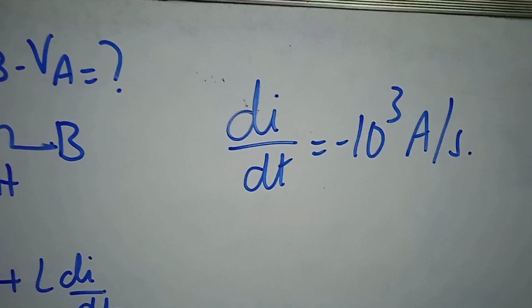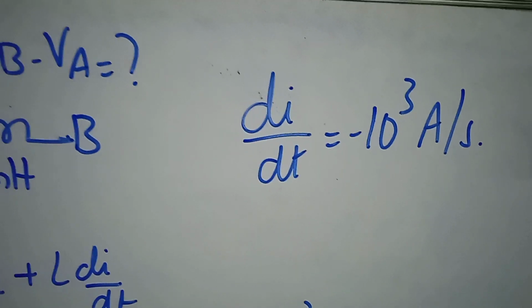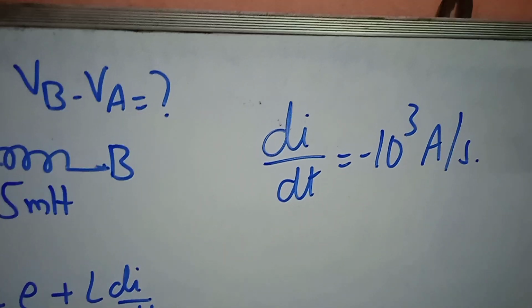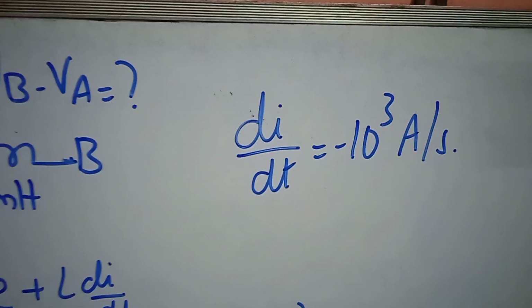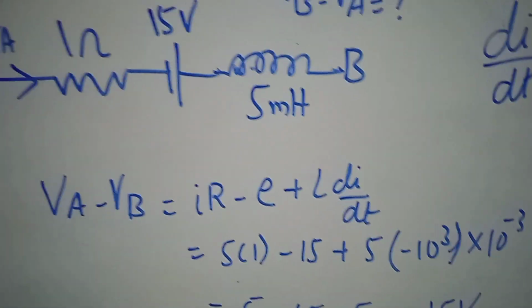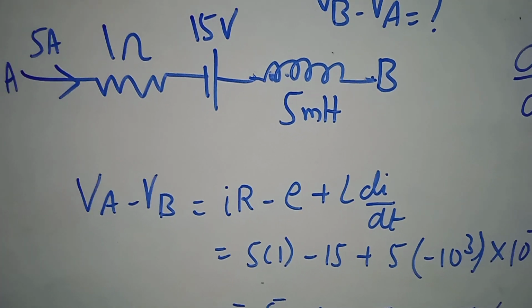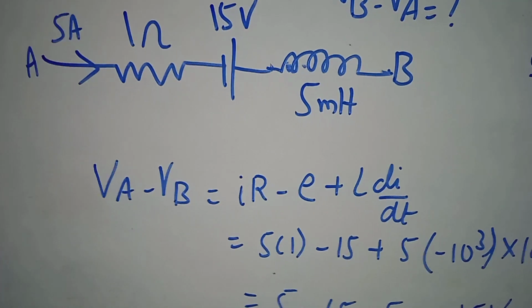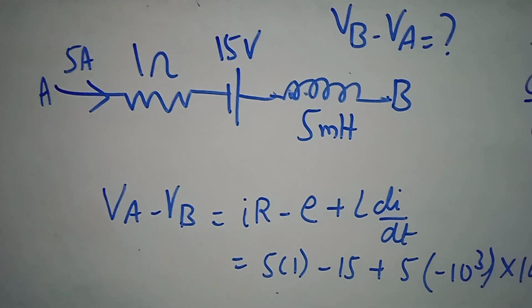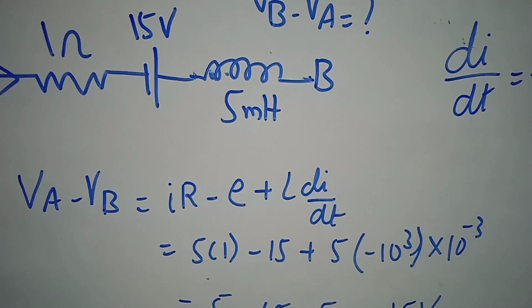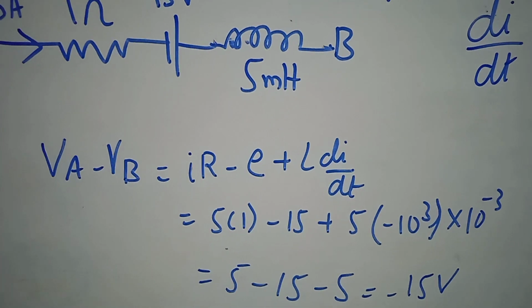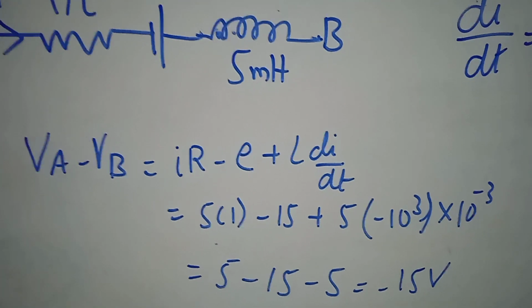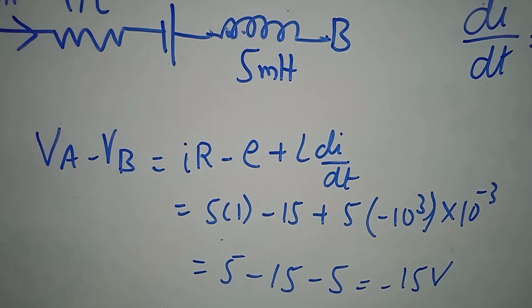That means current is decreasing with respect to time. When current is decreasing with respect to time, it is minus 10 cube. If it is increasing, then it would have been plus 10 cube. Okay, fine. IR minus E plus L into di/dt. So 5 into 1 minus 15 plus 5 into minus 10 cube into 10 to the minus 3, because it is 5 millihenries there. So 5 minus 15 minus 5. So minus 15 volt is VA minus VB.